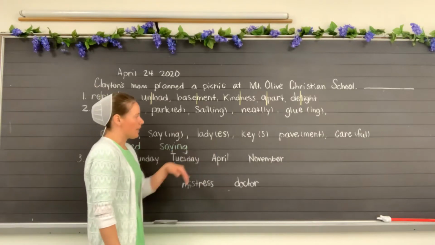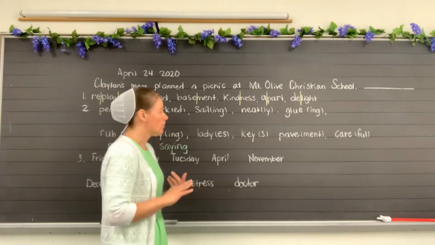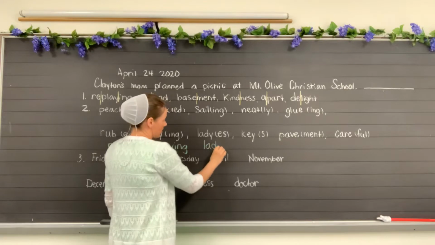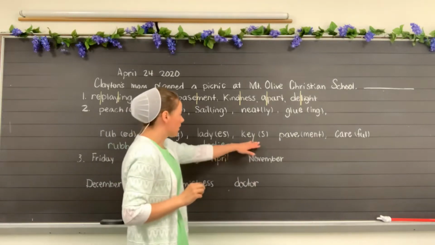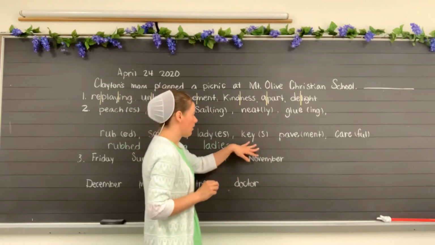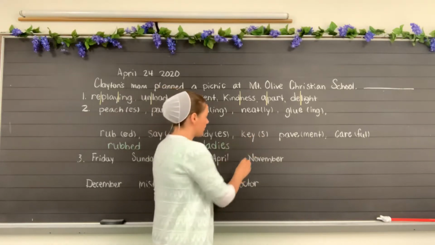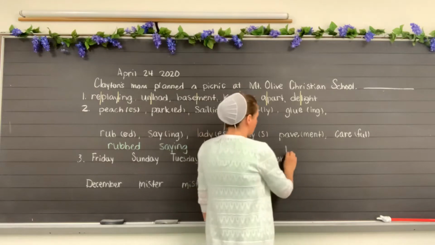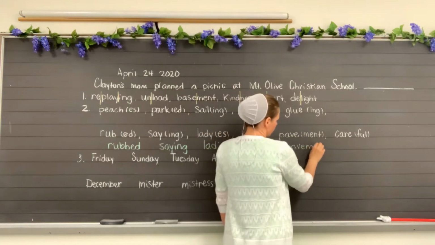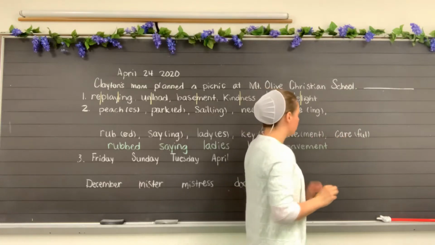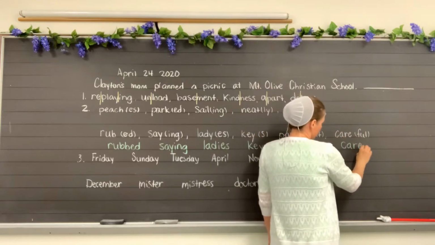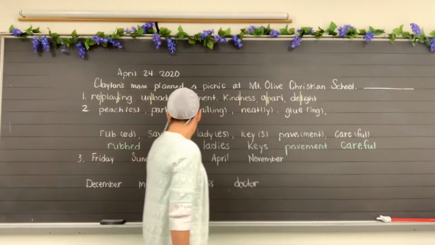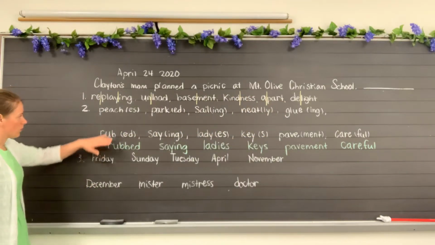Say. Here we have lady, and we want to make it say ladies, so we will need to change the y to I before we add es, and it will look like that. Here we have the word keys, and here we have a vowel before the y, and we're just adding the consonant, so we will just go like this, keys. And pavement is written like this, careful. It is a silent e at the end, but we're adding a consonant suffix, so you will just write it like it is.